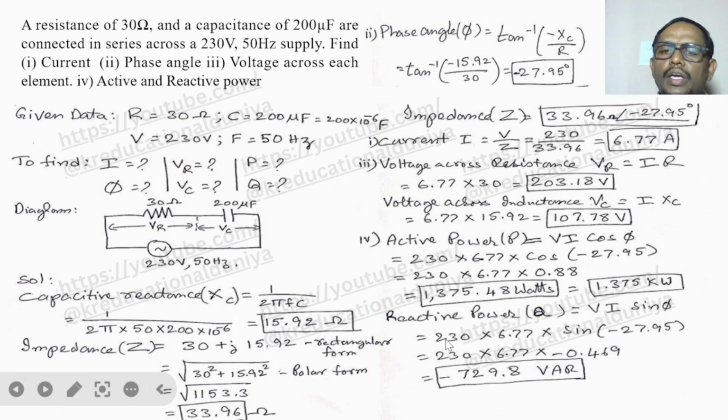So V is 230, I is 6.77, into sin of the phase angle phi, that is minus 27.95. So sin minus 27.95 in the calculator, you will get minus 0.469, into 6.77 into 230, you will get minus 729.8, and the unit for reactive power is volt ampere reactive. Okay.